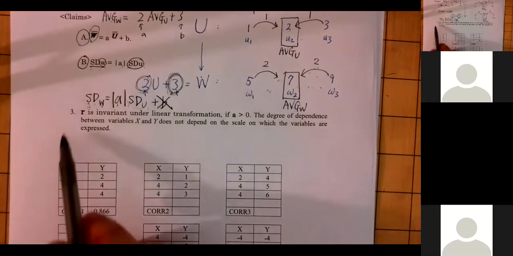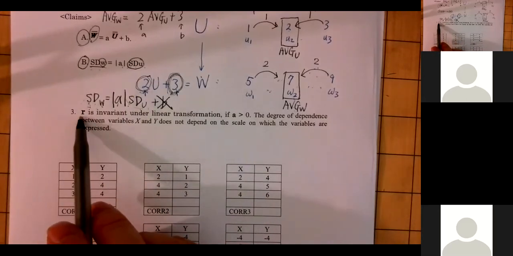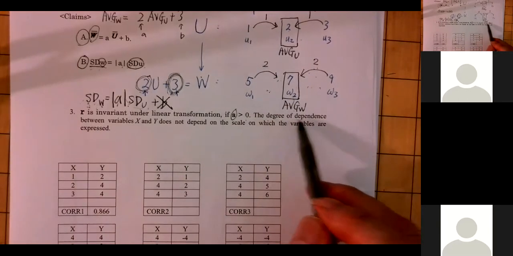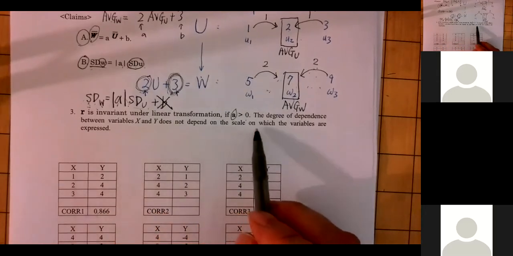property 3. Okay, we're going to use the concept just explained to tell the reason why R is invariant under linear transformation if the multiplier is positive. The degree of dependence between variables X and Y does not depend on the scale on which the variables are expressed. Now, let's look at the following 6 tables here.